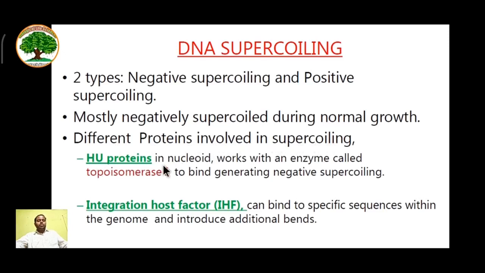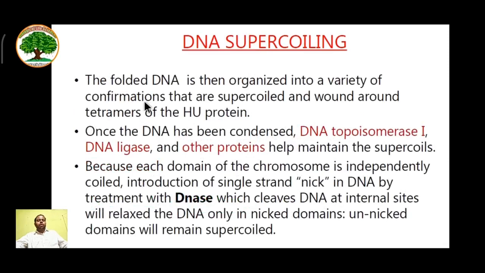HU protein, which is present in the nucleoid, works with the enzyme topoisomerase 1 and helps in generating negative supercoiling. And there is a protein called integration host factor, IHF. It binds to specific sequences within the genome and introduces additional bends. The folded DNA is then organized into a variety of conformations that are supercoiled and bound around the tetramer of HU protein. Once the DNA has been condensed, DNA topoisomerase 1, DNA ligase and other proteins help in maintaining the supercoil in the nucleoid form, as we have seen in the picture in the last slide.